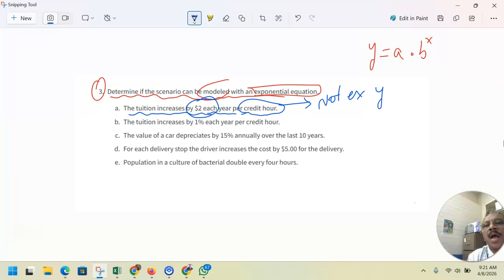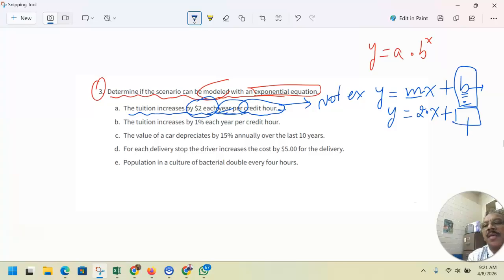It is like y equals mx plus b. It means maybe in the beginning this was the tuition per credit, but then every year it increases by $2. So it is like 2x plus what was before. They did not give us that information. So this is not exponential. What about the next one?